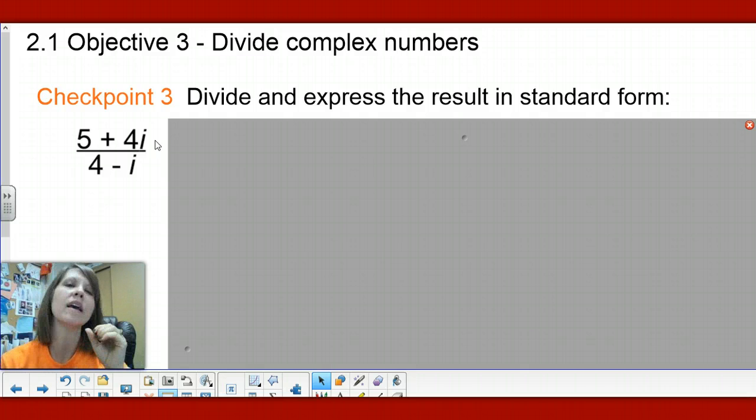Okay, so if you remember what we called rationalizing a denominator, and this was back in chapter P. We talked about rationalizing denominators. It's not okay to have square roots in a denominator. And so we had a strategy that allowed us to get those out. And then we're going to use that same strategy here when we divide complex numbers.